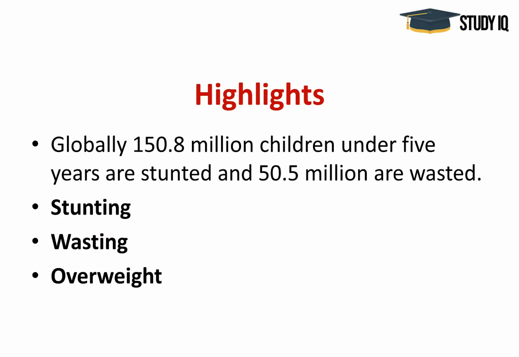So now we'll study the highlights. Globally, around 150.8 million children under 5 years are stunted. This is a huge number. And 50.5 million are wasted. So now you know the meaning of stunted and wasted.